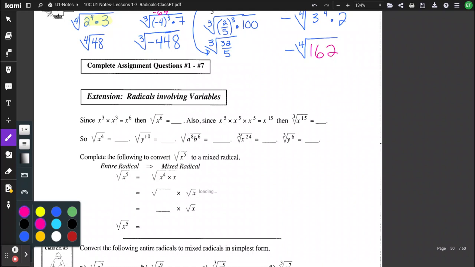So if we look at this question right here, the x would be our base. The exponent is that baby number. So here I've got 3 and 3. I would add them, and that's how I get the 6.